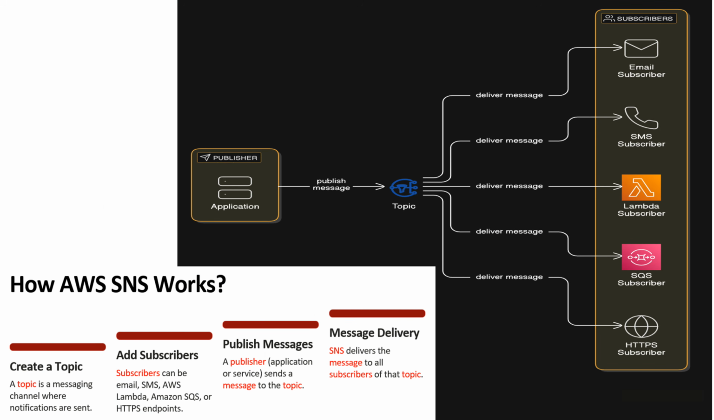AWS SNS helps to send notifications, alerts, and messages to multiple recipients instantly. Here you can see the diagram. In that you can see three participants: publisher, topic, and subscribers. Now we will see how AWS SNS works.